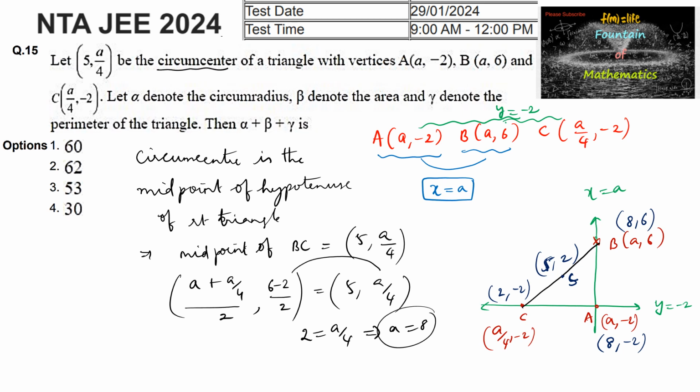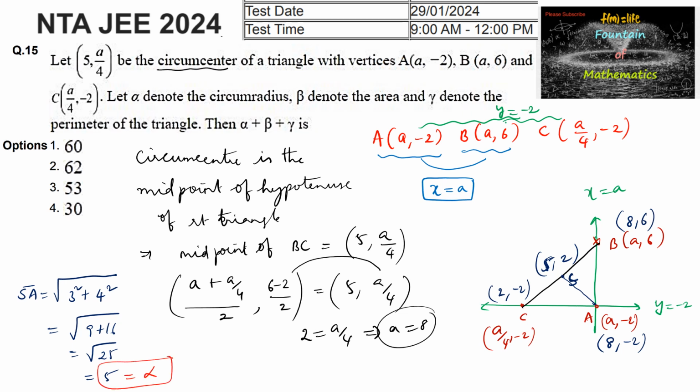So the circumradius will be the distance from S to either A, B or C. Let us find the distance from S to the vertex A. So SA is equal to root of (8 minus 5) whole square, that is 3 square, plus (2 minus of minus 2) whole square, that is 4 square, which is equal to root of 9 plus 16, which is square root of 25, equal to 5. So the circumradius is 5, so alpha is equal to 5. And now the next one, beta denotes the area.